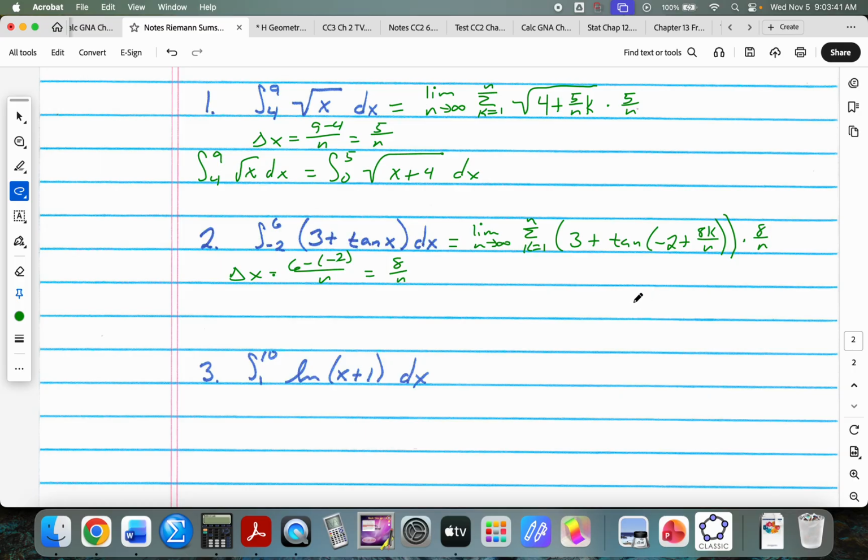And you can kind of check yourself by going, okay, if k was equal to 1, this would be 8 over n for your add-on to -2. So you're adding that much on to the -2, so you're moving over one subdivision each time.